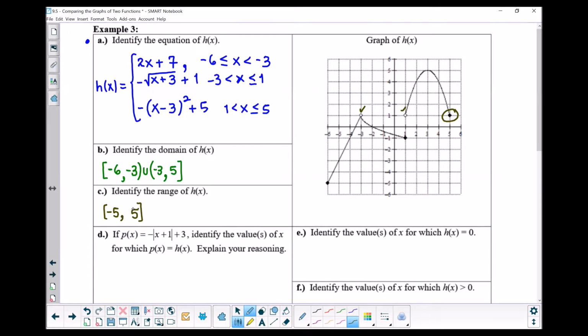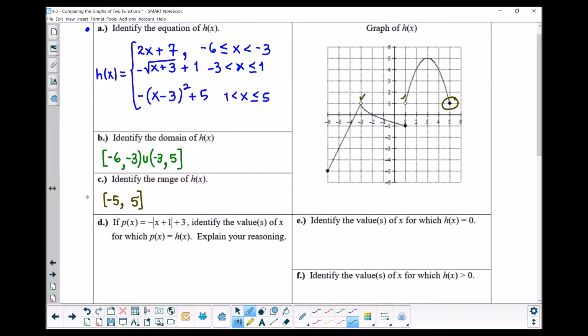All right, got to really watch out for these open circles. They can get you into trouble. You saw how it got me into trouble on one of our recent homework assignments. Okay, now we've got part D, which is a little different. It's now saying, okay, we've got this brand new function in town called P of X. It's an absolute value function. We want to figure out, when does this function equal H of X?